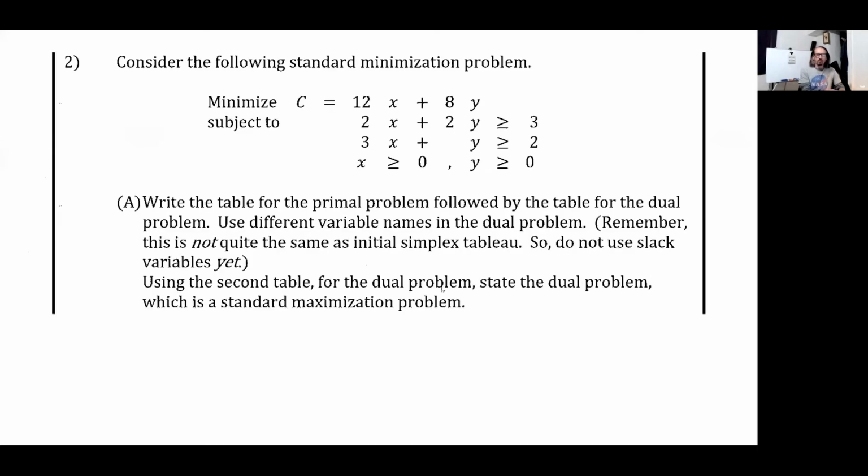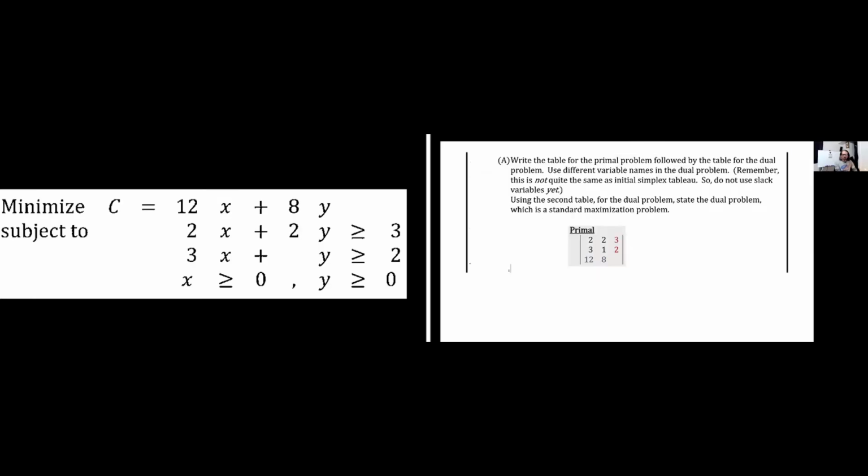So here is our standard minimization problem to solve. That's our first original problem, what is being called the primal problem. And we're going to turn that into a dual problem, which is the standard maximization problem. So first we look at the table of coefficients. This table is not a simplex tableau. That's the table of coefficients from the primal problem.